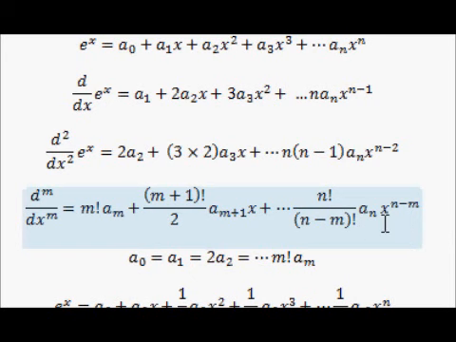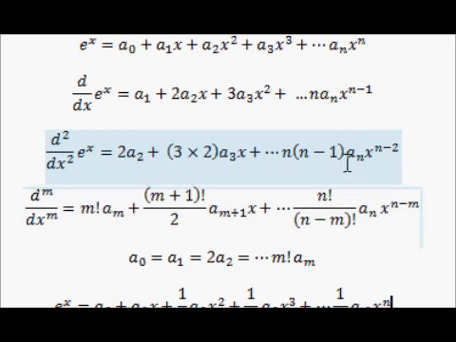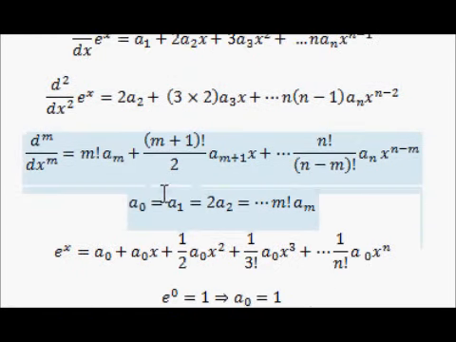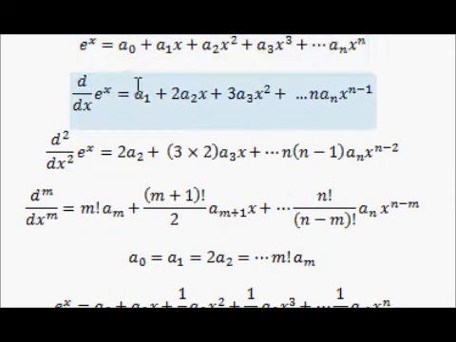N minus m plus 1. That's what we're doing there, because you can see that this number is actually lower than the 2 here. Anyway, that's a little aside, but the point is we can use this constant term because it's easy to work with to derive the proof. So we can say that a0 equals a1 equals 2a2 equals and so on, m factorial a to the m.